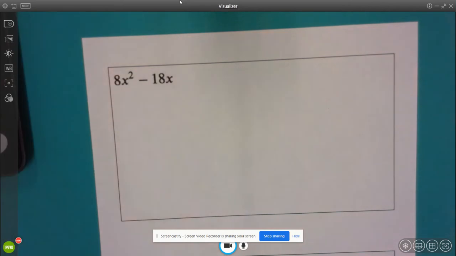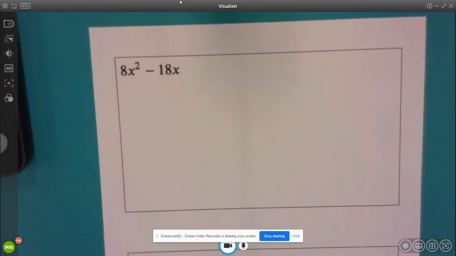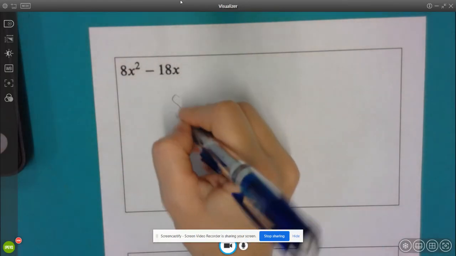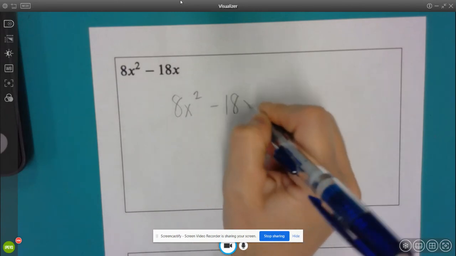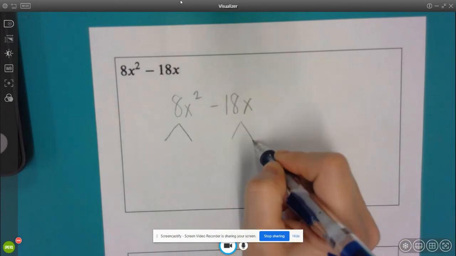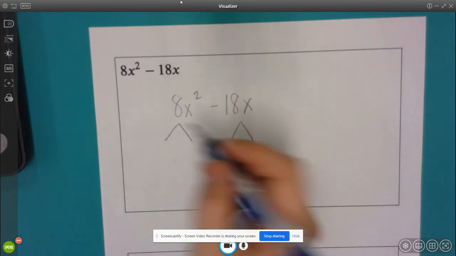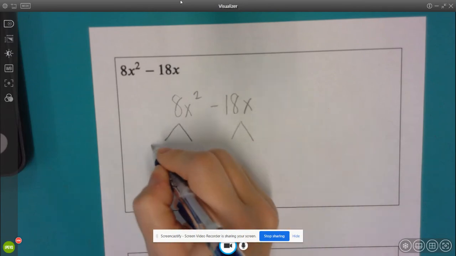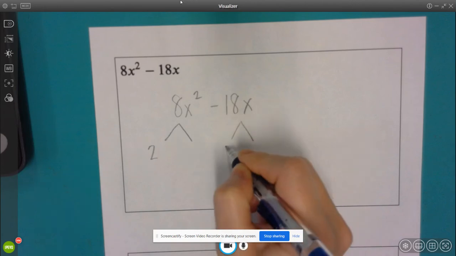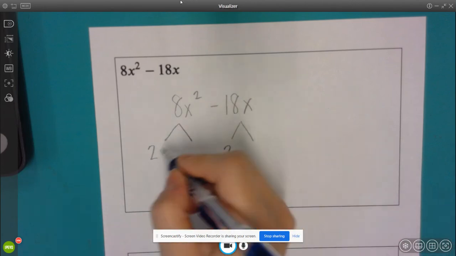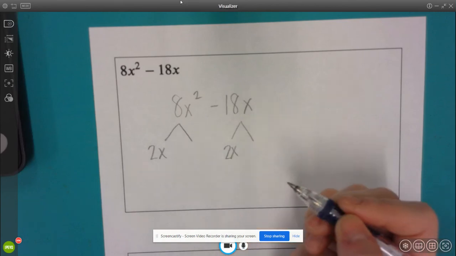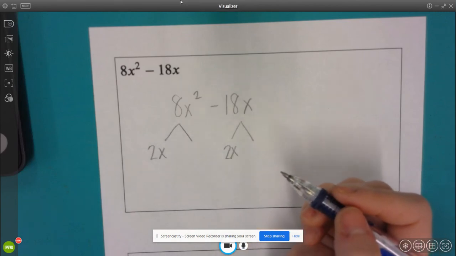All right, some more special cases. This does not have a constant. So since this doesn't have a constant, I'm not going to use the box. What I'm going to look at, and I'm going to rewrite this so I have a little bit more space, is how each of these factor out and if there's anything they have in common. Well, they're both even, so I know for a fact I can divide a 2 out of both of them. I can also divide x out of both of them. And then let's see what that would leave us with.